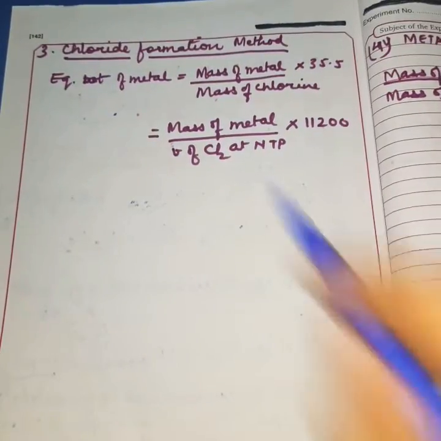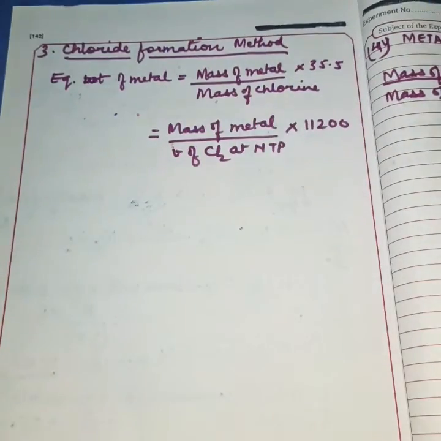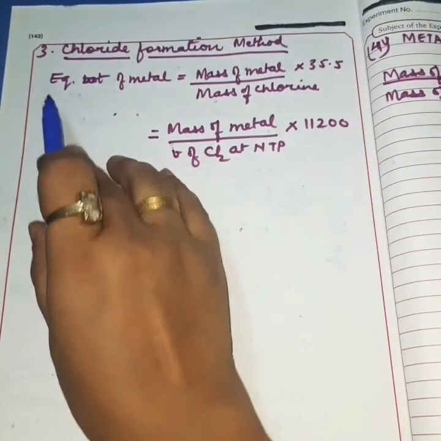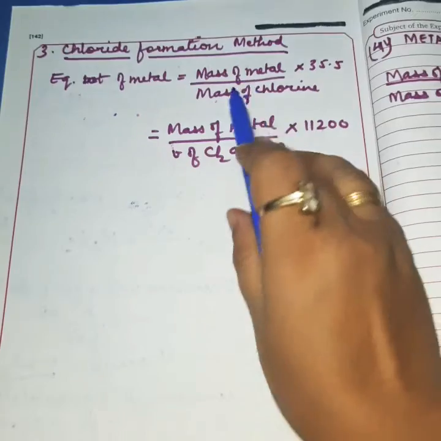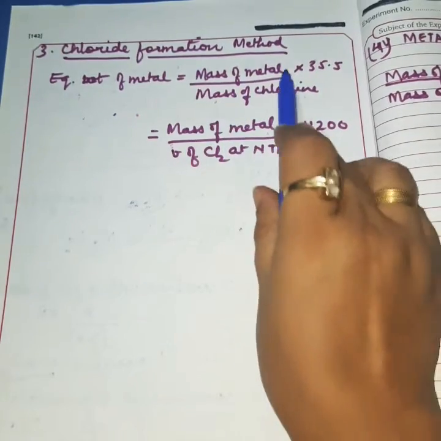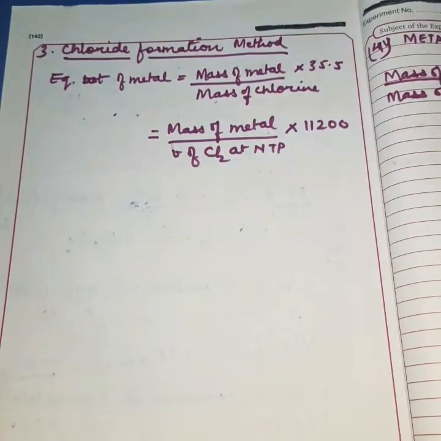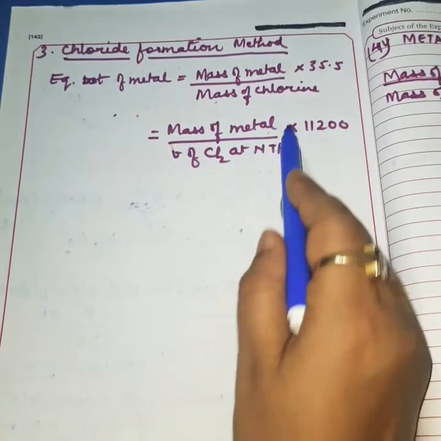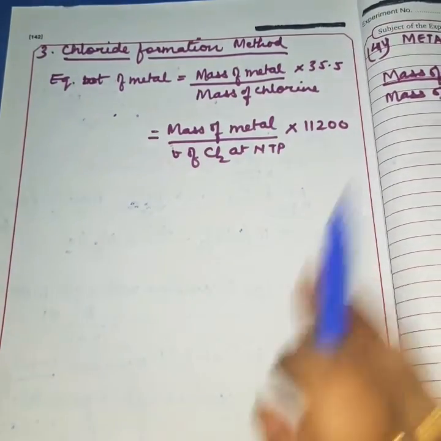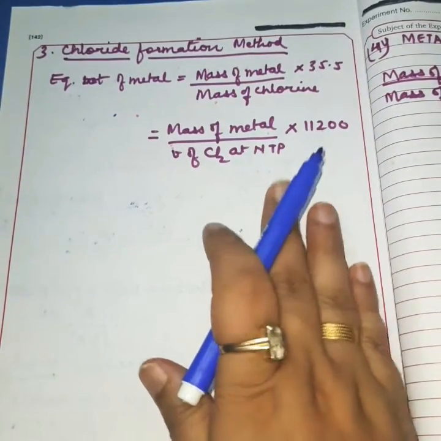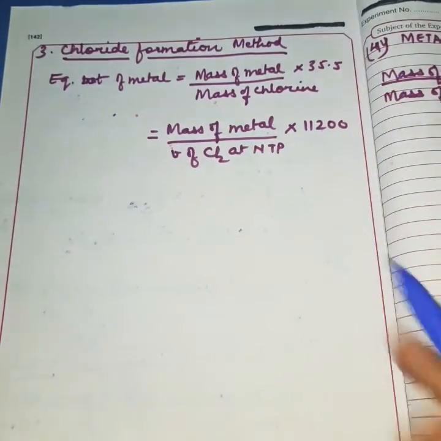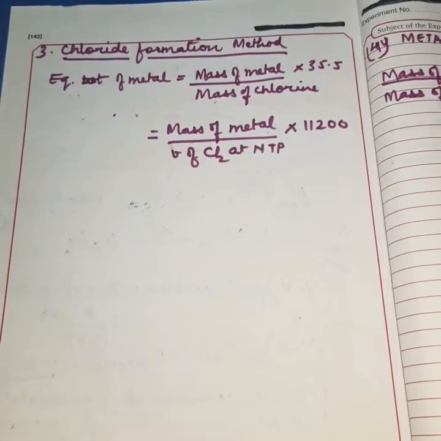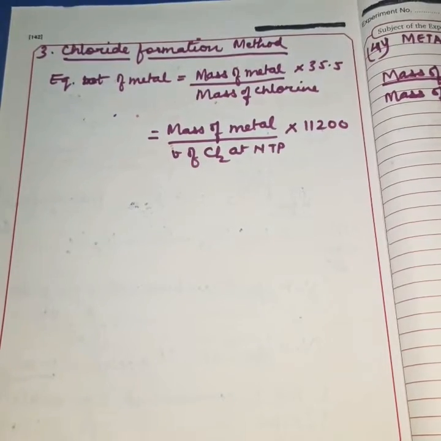Now the third is the chloride formation method. And the formula is: equivalent weight of metal is equal to mass of metal upon mass of chlorine multiplied by 35.5. In terms of volume, mass of metal upon volume of chlorine at NTP multiplied by 11,200. This is also based on the same logic which we have applied on the first and the second method.